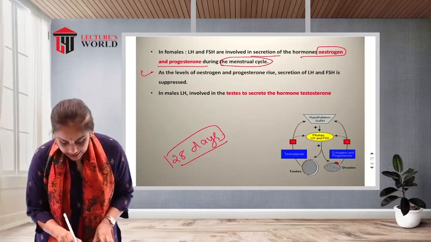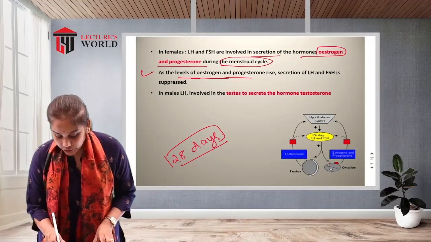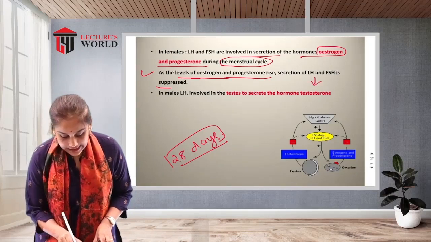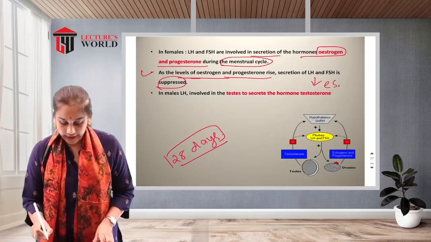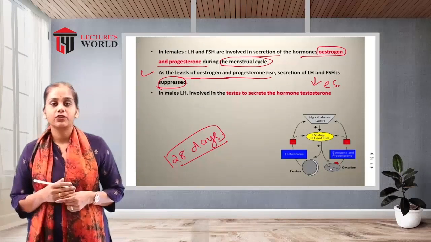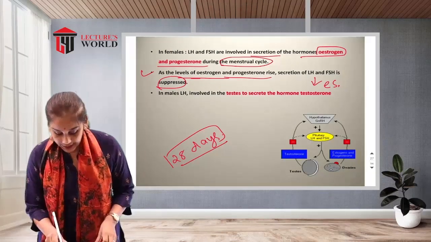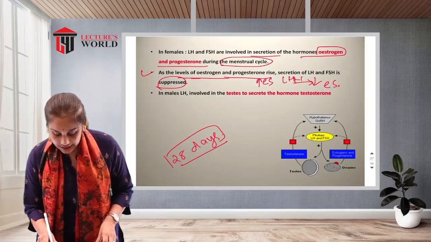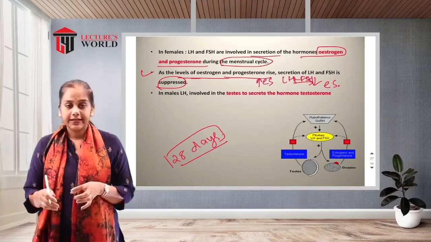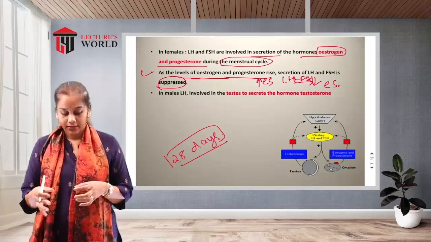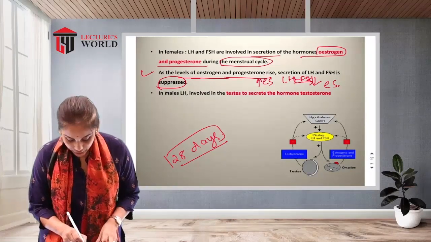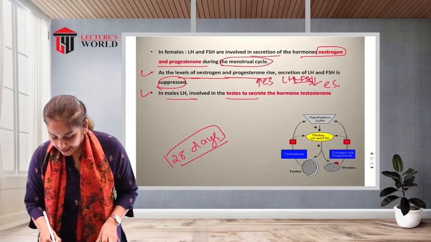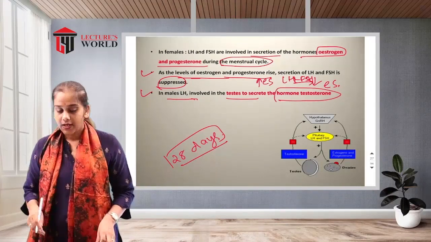As the levels of estrogen and progesterone rise, the secretion of LH and FSH is suppressed. When estrogen and progesterone increase, at that time LH and FSH secretion will be suppressed, so they work in opposition. In males, LH acts on the testes to secrete the hormone known as testosterone.